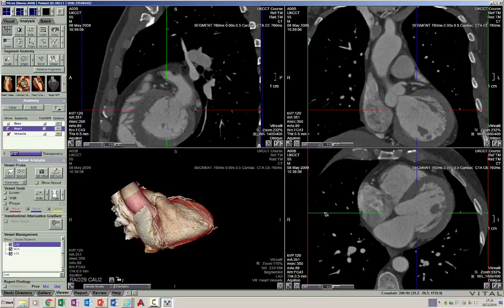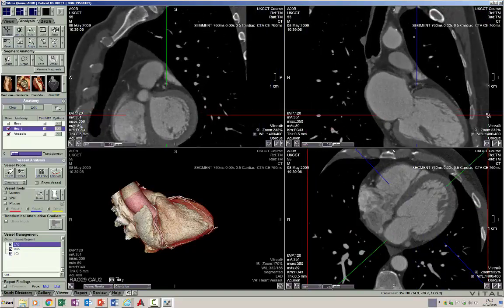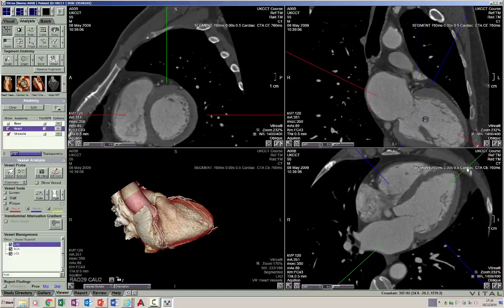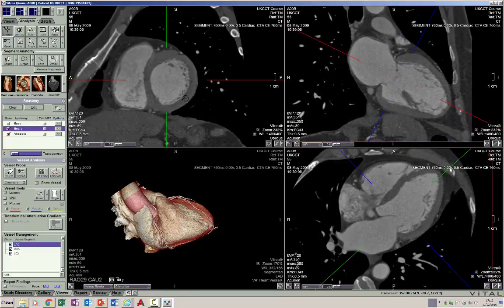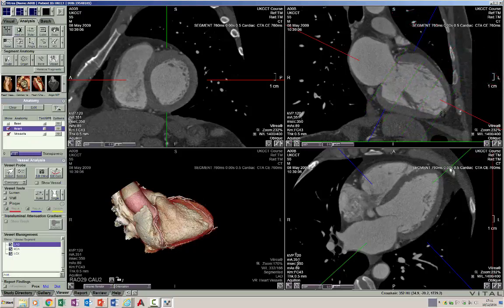And let us try to understand the segmentation of the left ventricle. There is a standard international 17 segment model for naming different parts of the left ventricular myocardium. In this model, the left ventricle is initially divided along the long axis into three parts: the basal third, the mid third, and the apical third. And lastly, you have the apex itself. Some people call it the apical cap.